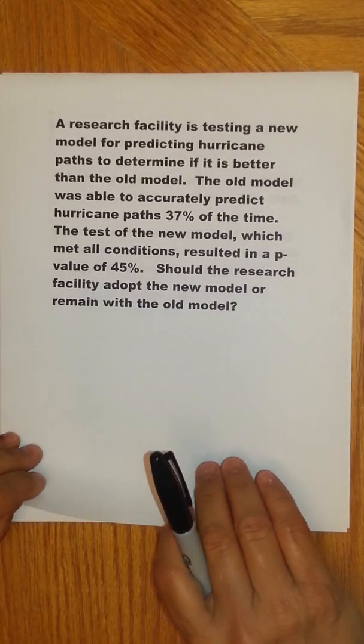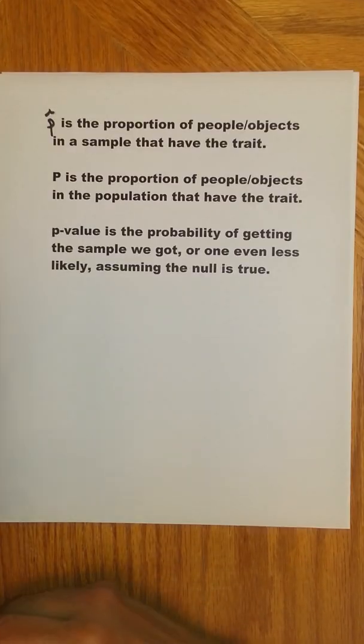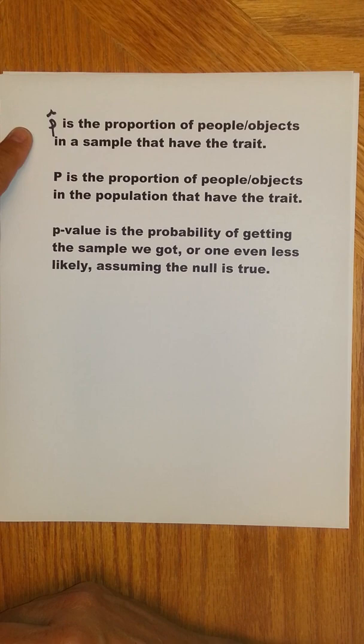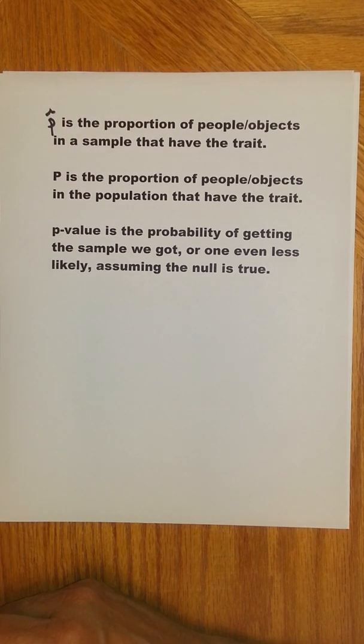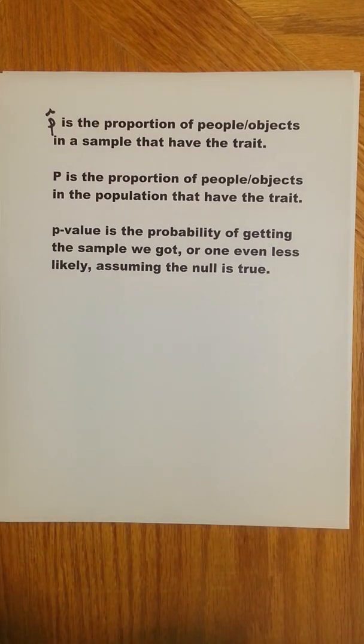Alright, so first let me just clarify, there's a lot of p's going around. There's three p's here. There's p hat, which is your sample proportion, the proportion of objects or people in a sample that have the trait. Then there's p, which is the proportion of the people or objects in the population that have the trait. And the p-value is something completely different. It's the probability of getting the sample you got, or one that's even less likely, assuming the null is true. So all of them are measured as percents, so that can be a bit confusing.